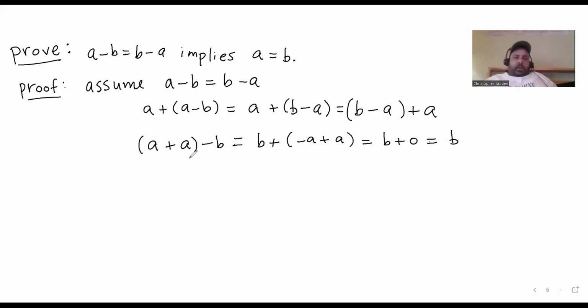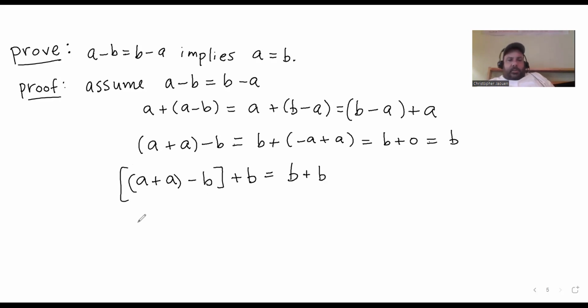Right, and I'll add B to both sides next. So A plus A minus B plus B is equal to B plus B. And on the right-hand side, I can reassociate rather.